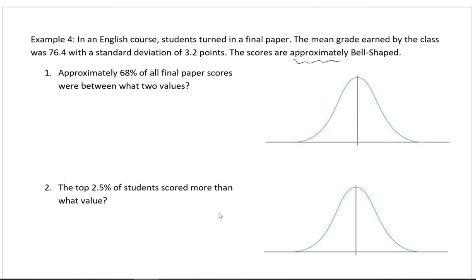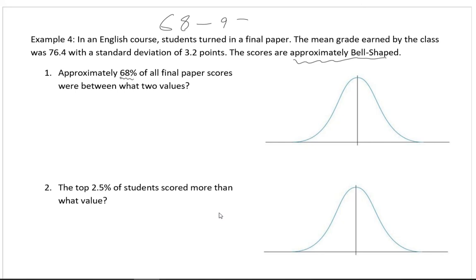Note, like in every situation, we have to have that. We have to know that it's normal or bell-shaped in order to apply this stuff. If it's not normal or bell-shaped, that standard deviation may not be important or relevant at all. Approximately 68% of the final paper scores were between what two values? So this is a little bit different. This is giving me the percentage first, and then asking for the x values in question.